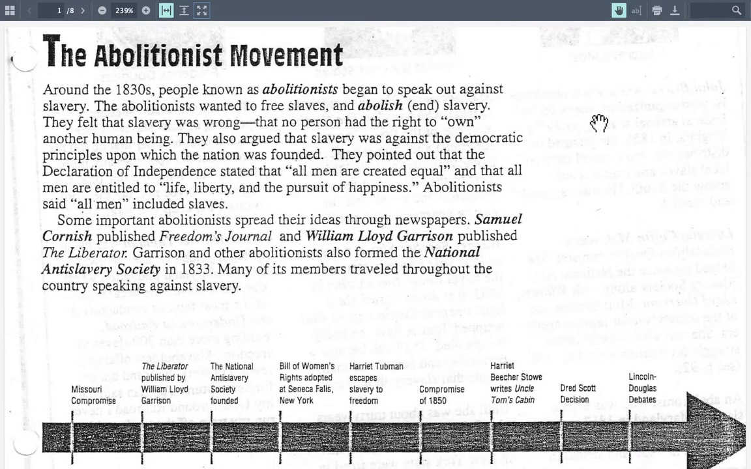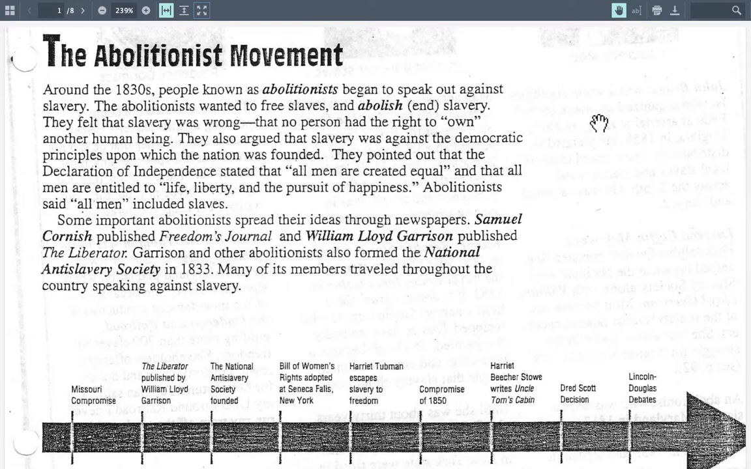The abolitionist movement. Around the 1830s, people known as abolitionists began to speak out against slavery. The abolitionists wanted to free slaves and abolish or end slavery. They felt that slavery was wrong, that no person had the right to own another human being. They also argued that slavery was against the democratic principles on which the nation was founded.